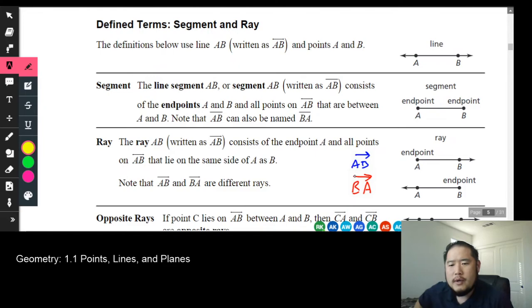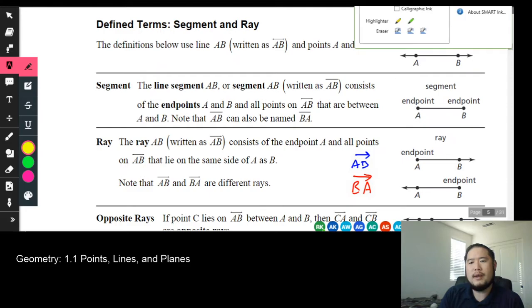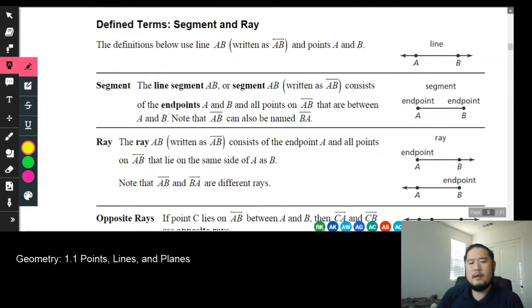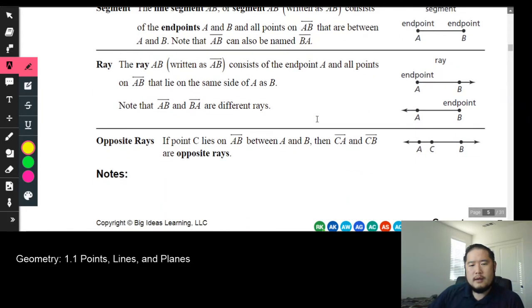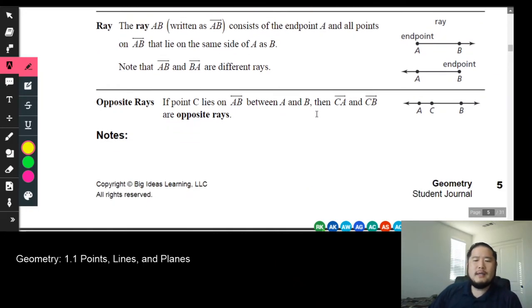And there you go, ray BA. B is the endpoint, so that's the first letter that is marked, written down, and then it goes towards point A. Opposite rays are rays that go in either direction. So we have 3 points here.